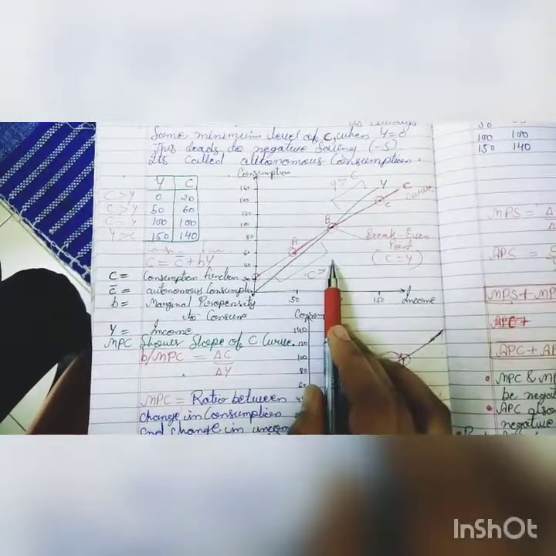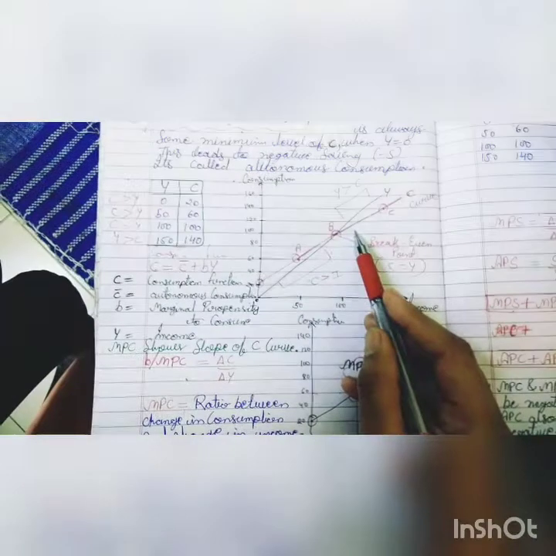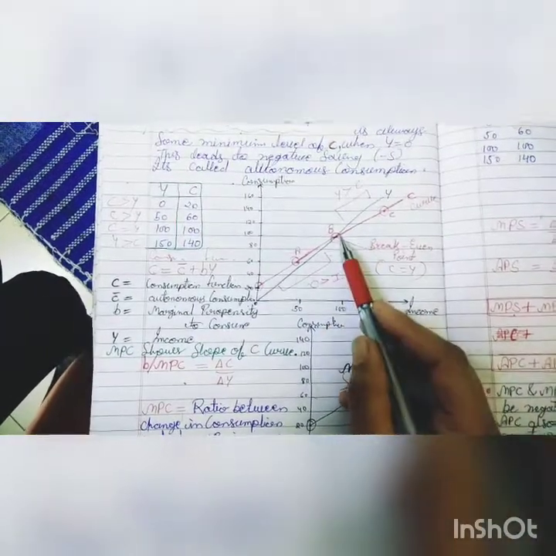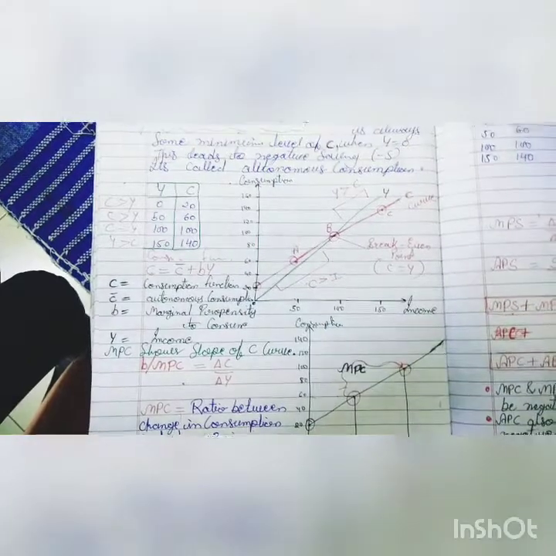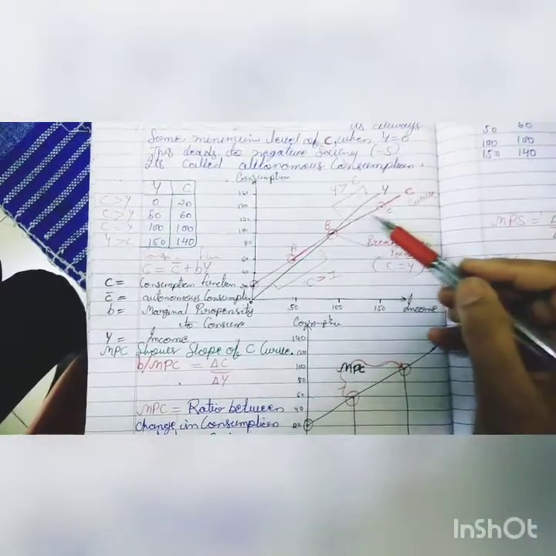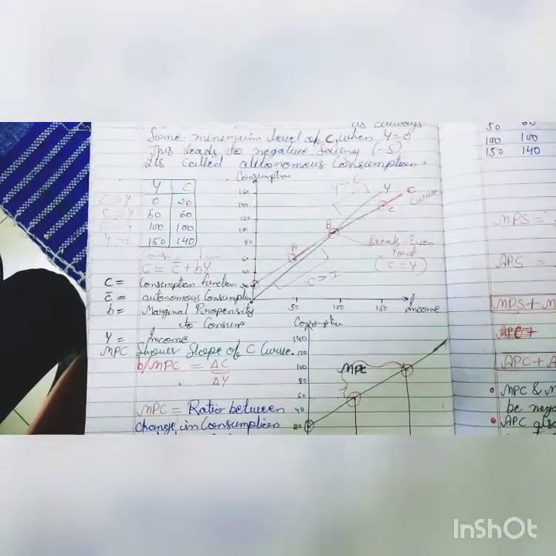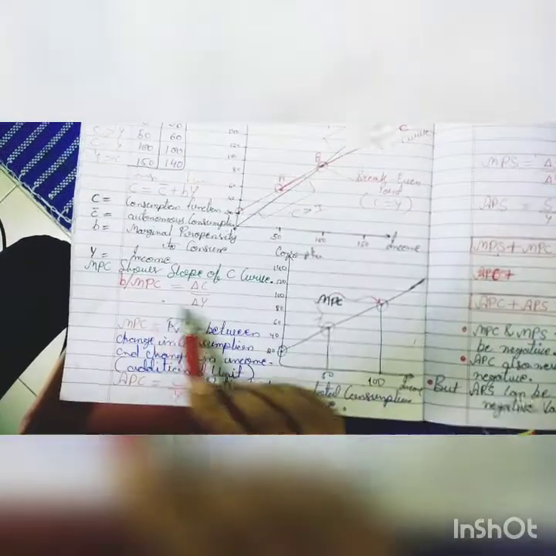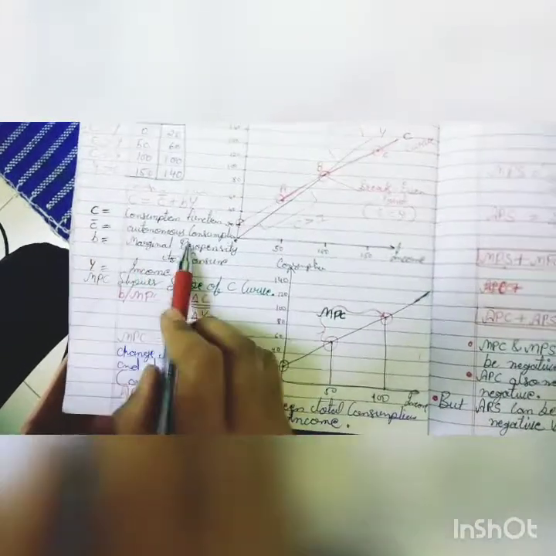This is called the consumption function, the relationship between income and consumption. Before the break-even point, what is the situation in the relationship between the income and consumption, and what is the situation after that? After that, we can see MPC and B. What is B? Autonomous consumption.